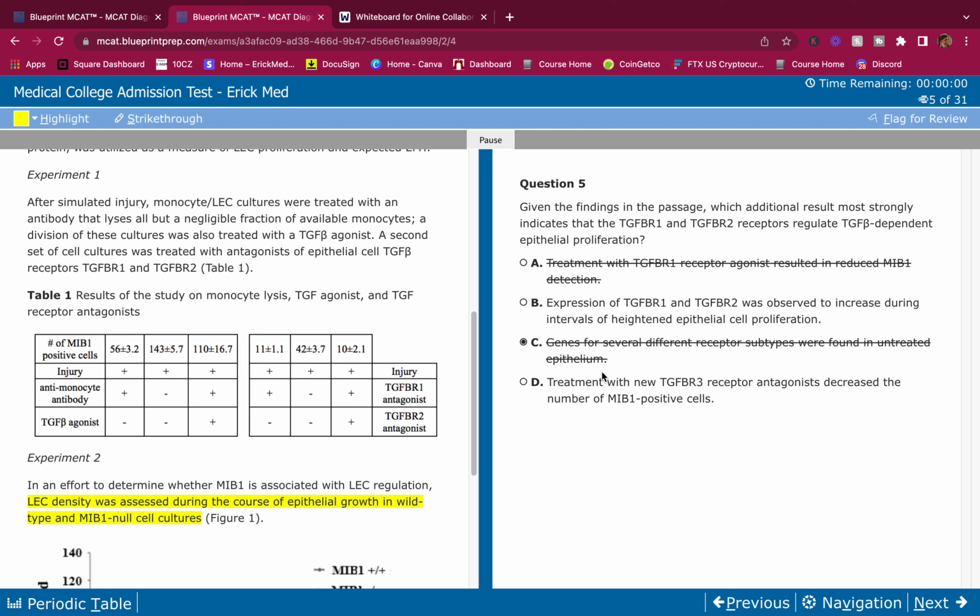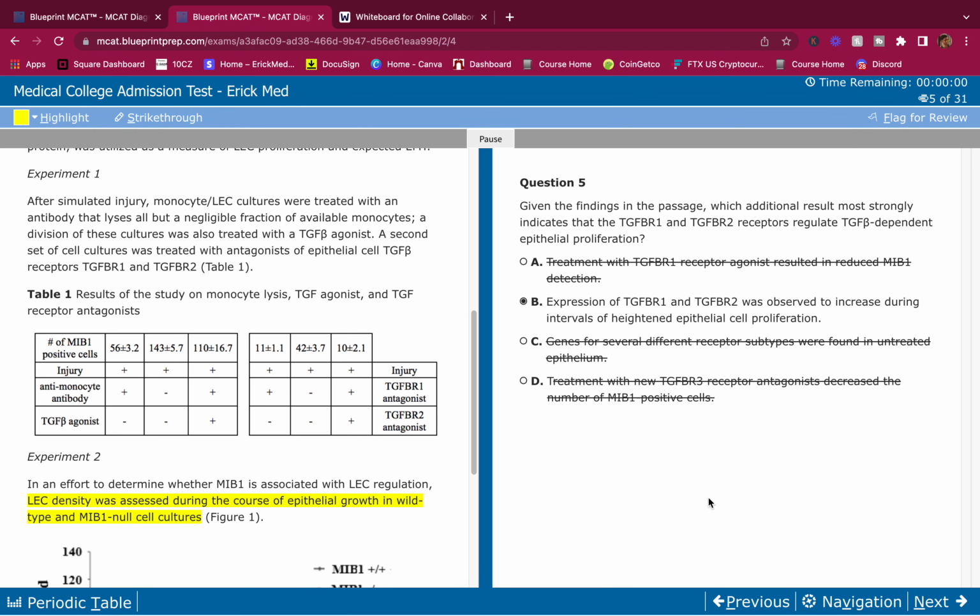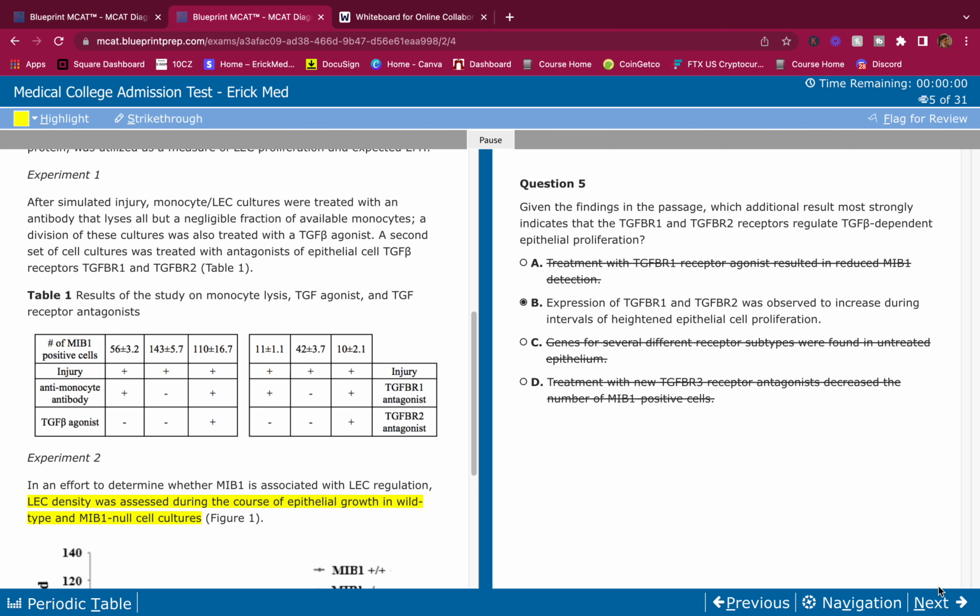D: Treatment with new TGF-BR3. Okay, I see TGF-BR3. Why do we care about TGF-BR3? We care about TGF-BR1 and TGF-BR2. So I'm going to hit the axe on this and chop it out right away. So I chopped out this one, and this one. And through process of elimination, I'm going to go with B. B makes sense. Yeah, I feel pretty confident about that.